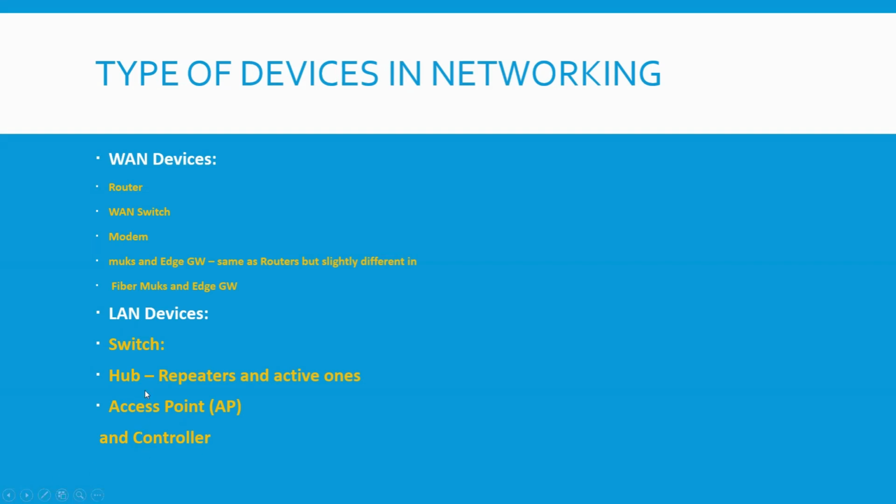Then we have a hub. It could be a repeater. It could be active ones. We will see in the next video when we play with that. We will see what a hub is, what a repeater is, what active ones are, and what passive ones are.